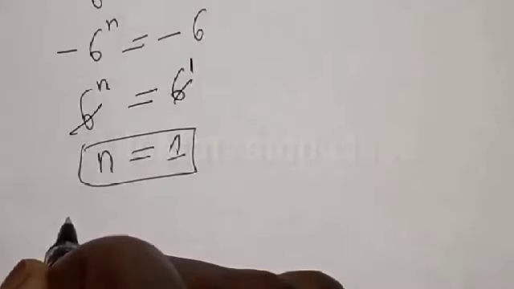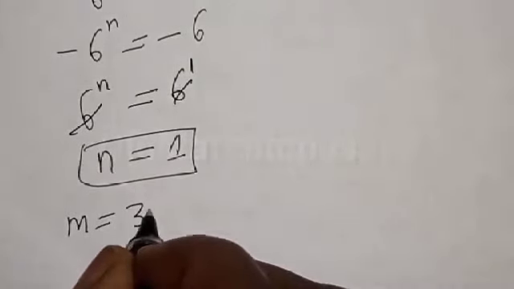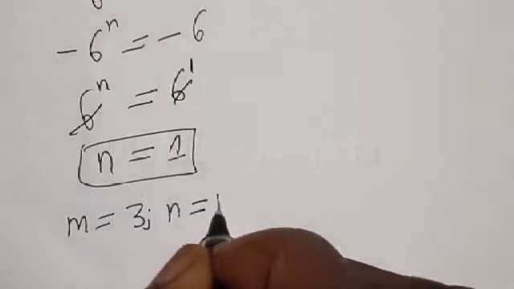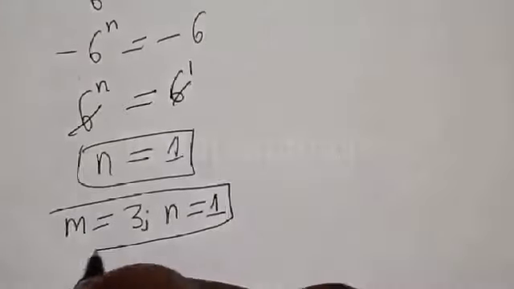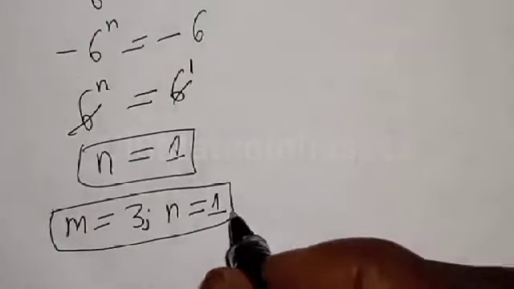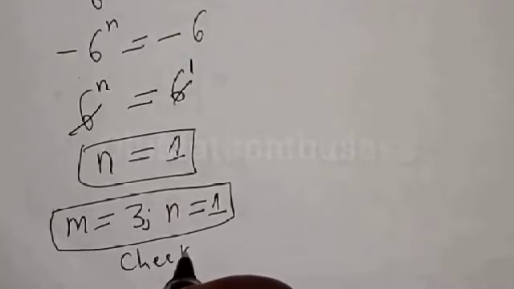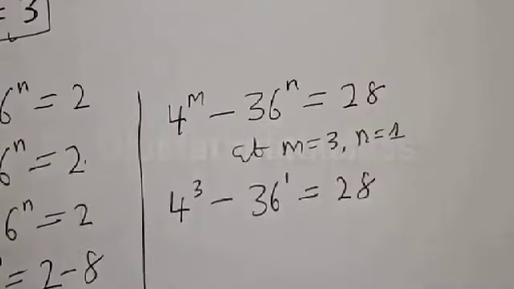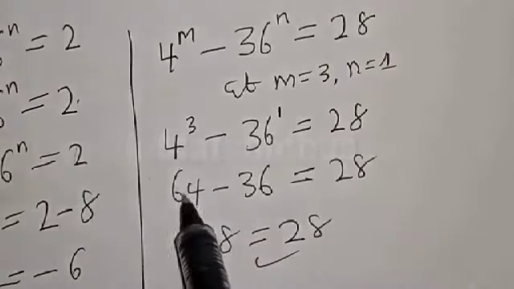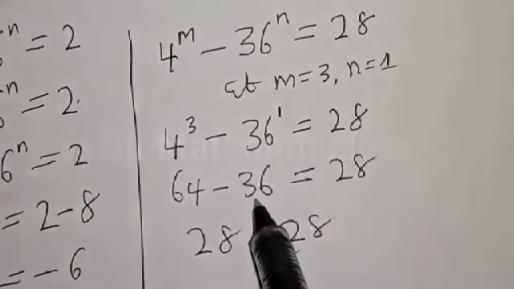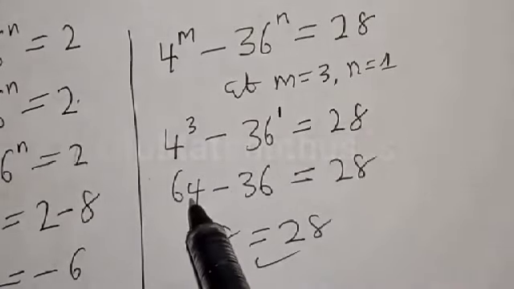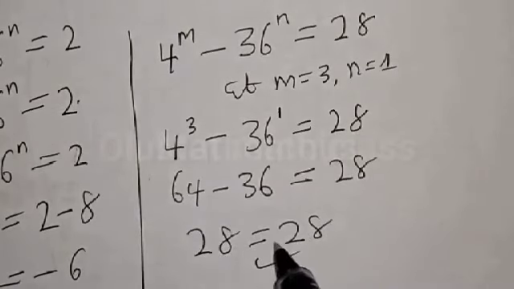Therefore, our answers are m is equal to 3, n is equal to 1. Those are the positive solutions of m and n. Now, let's check to confirm if our answer is right or wrong. 4 raised to the power 3 is 64, minus 36 raised to the power 1, which is 36, is equal to 28. Now 64 minus 36 is 28, which is equal to 28, which satisfies the given equation.